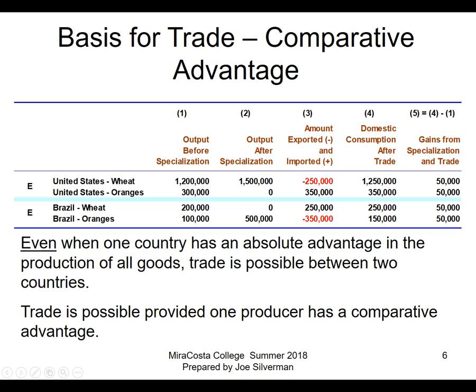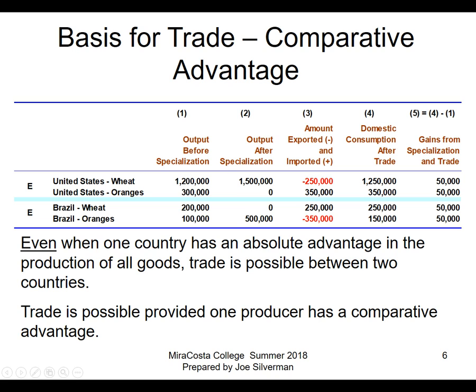All right, but what about in Brazil? It turns out that people in Brazil are also better off. So how do we know that? After specialization and trade, people in Brazil are able to consume 250,000 tons of wheat, even though they didn't grow any. All the wheat came from the United States, right? Before specialization and trade, though, they were growing 200,000 tons of wheat. Still, 250,000 tons of wheat is 50,000 tons more than 200,000, so Brazilian consumers are better off.